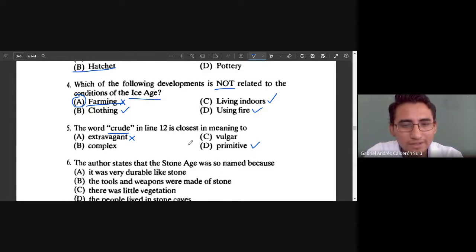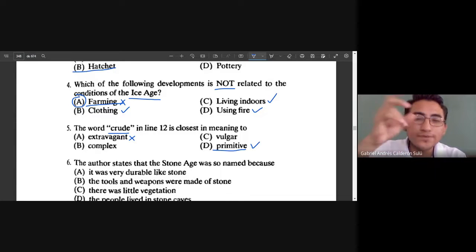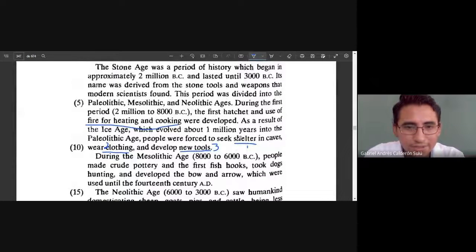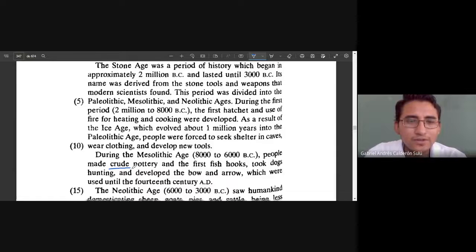So one word, and if you want, you can substitute the word in the paragraph. We use primitive. For example, it says here, I'm going to erase this. Okay, so it's here. People made primitive pottery. Sounds good? Sounds good. So that's the word.